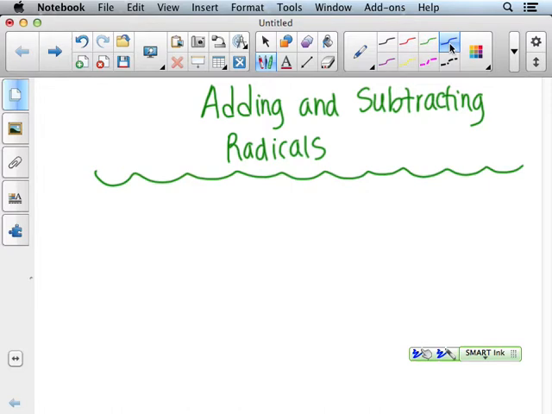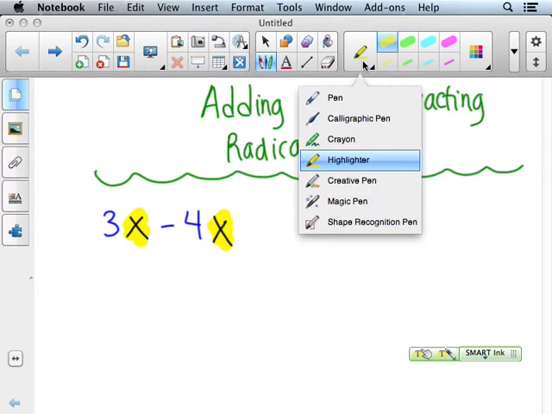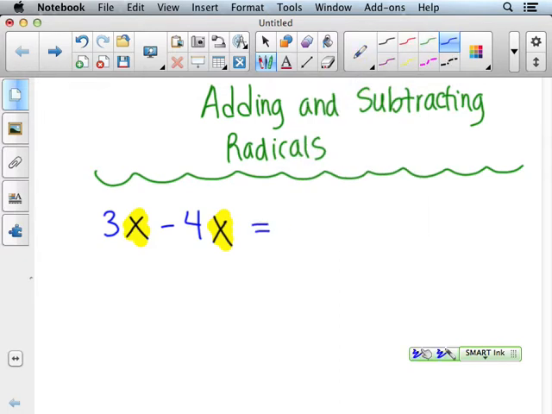So to start off, I want you guys to think about if I ask you to subtract 3x minus 4x. You're allowed to do that because they're like terms. They both have x's, the same variable with the same exponent. And so you all know that that equals negative x. You just subtract 3 minus 4, keep your x. Well, the same concept applies for radicals.